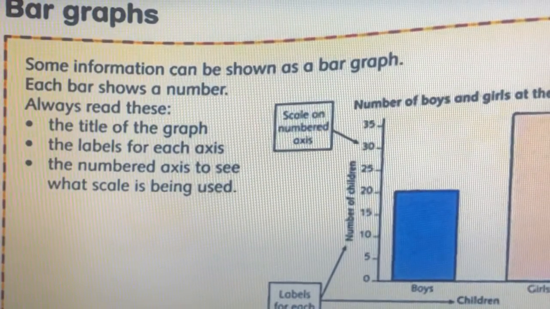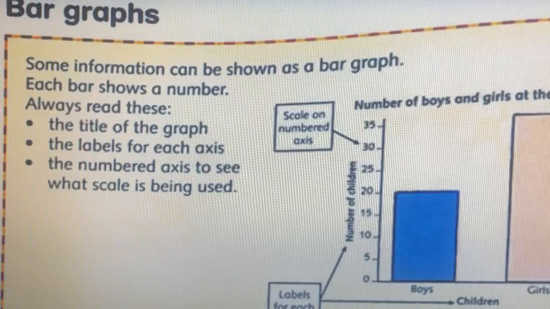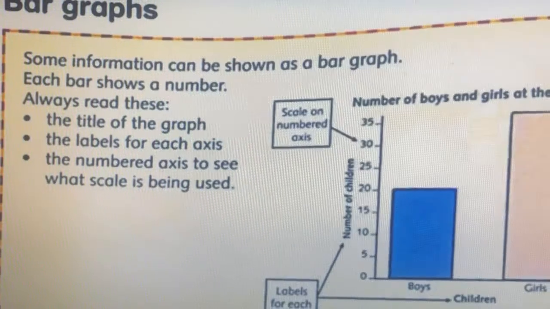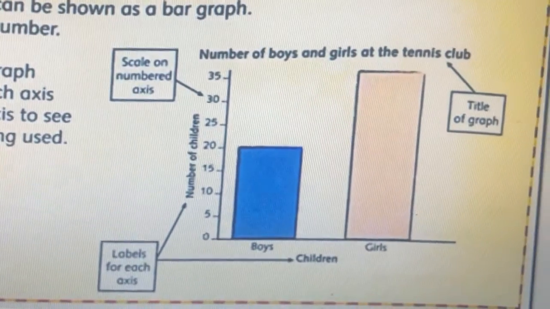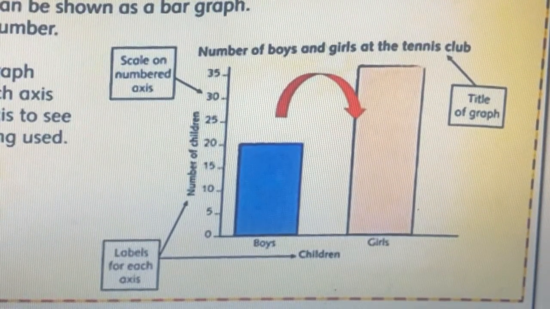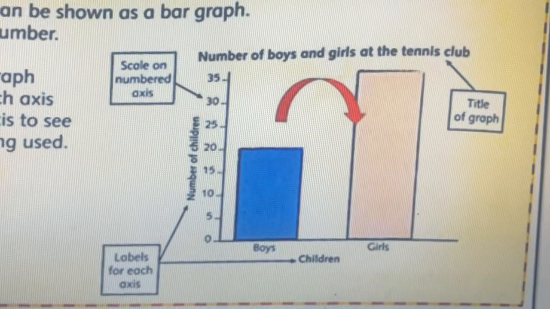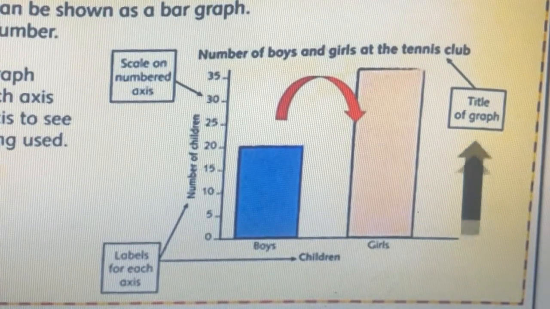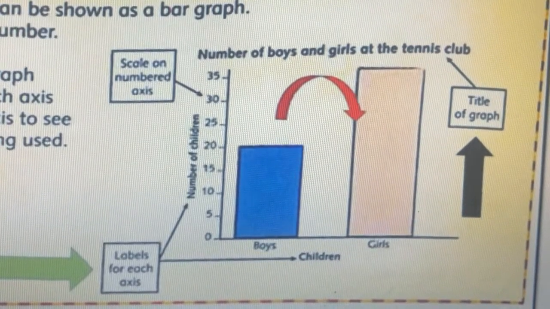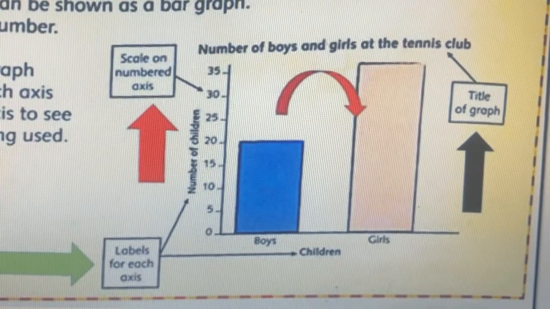Bar graph: some information can be shown as a bar graph. Each bar shows a number, and we always have to read the main parts of this. As we see here, we have the graphs. These graphs show numbers. We have to be familiar with the title. We have to read the title of this graph to know what it is about. We have to focus on the label for each axis to know what it's about and the scale of numbers. Mastering these three would help us to figure out and answer the question that we are searching for.